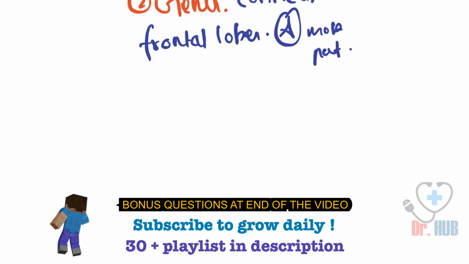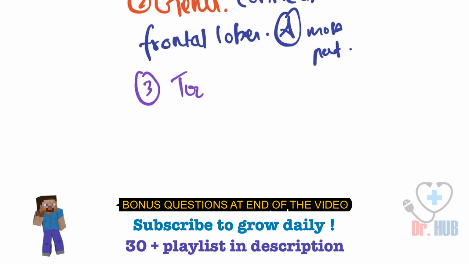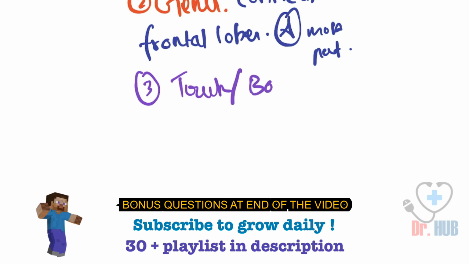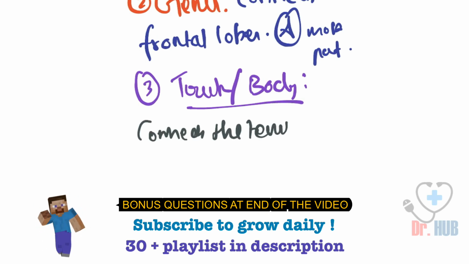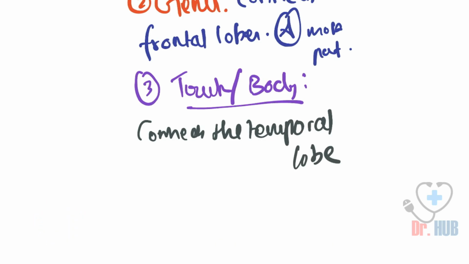Then comes the trunk, or the body. The trunk, what it does, it connects the temporal lobe. Then we see the splenium.